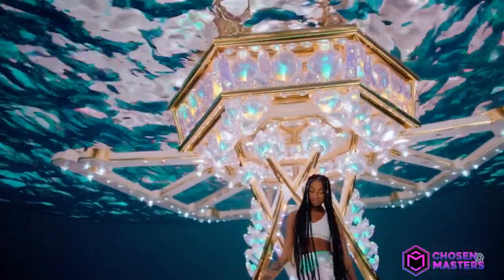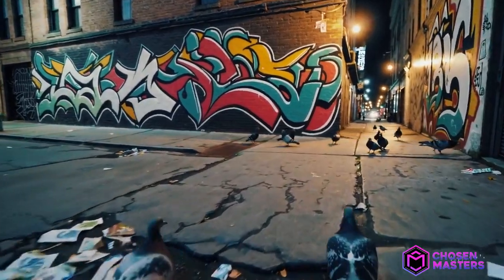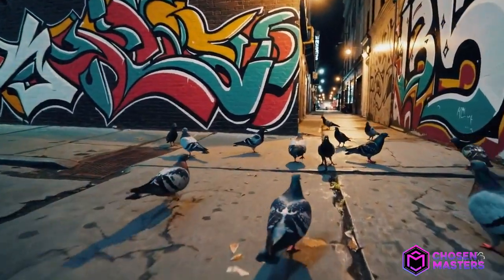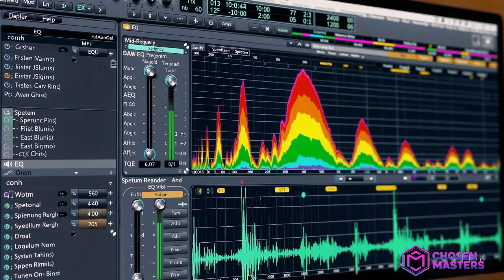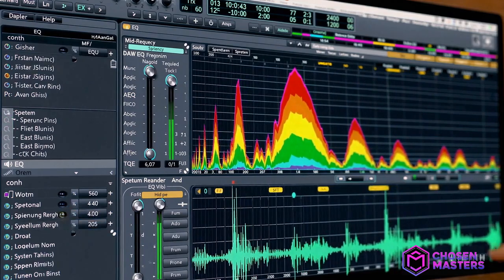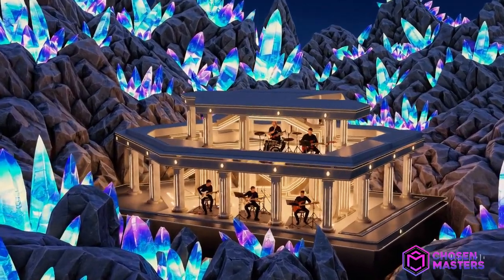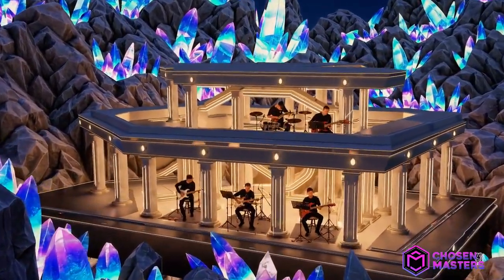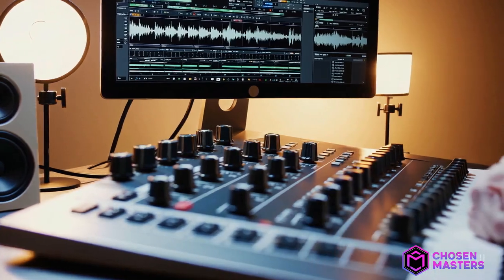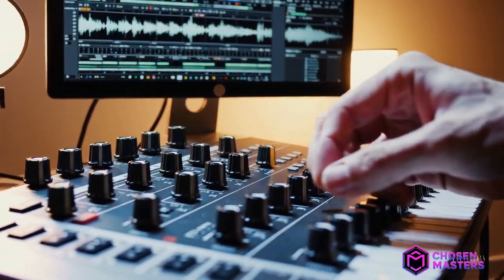Each layer must be meticulously thought out, considering not only which instruments to use, but when and how they should enter the sonic landscape. Think of it as painting with sound. Each brushstroke adds detail and emotion, moving the listener incrementally toward the climax.